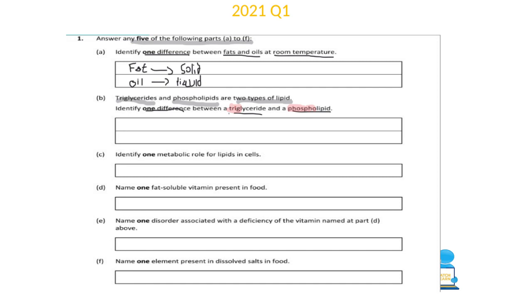So tri, if a bike is referred to as a tricycle, it has 3 wheels. So a triglyceride has what we call 3 fatty acids. We're going to just put this down. So triglyceride has 3 fatty acids. I'm just going to put down FA for a fatty acid. This triglyceride has 3 fatty acids.